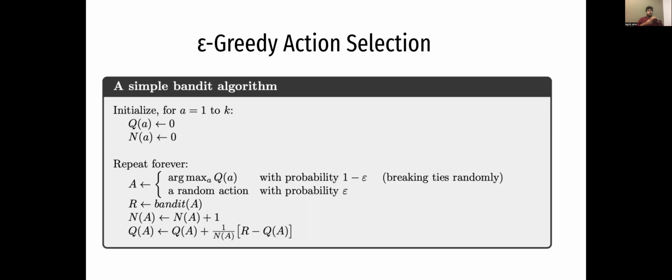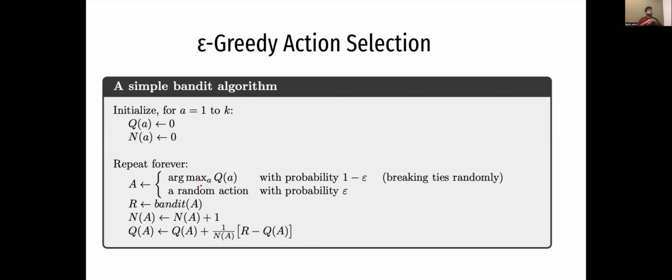Then, with probability epsilon, we take a random action, and with probability 1 minus epsilon, breaking ties randomly, we take the best action value estimate, Q(a). Then we take the reward and go to the next step. After executing an action and receiving a reward, we update the action value estimate using the reward.